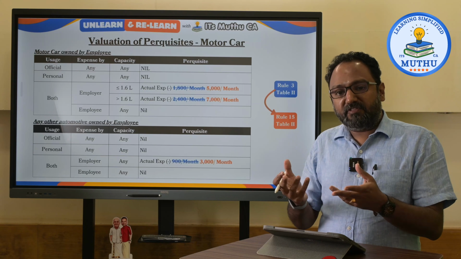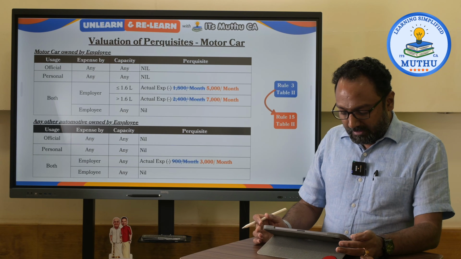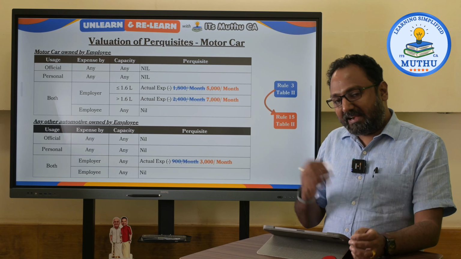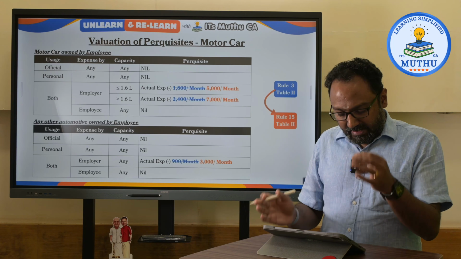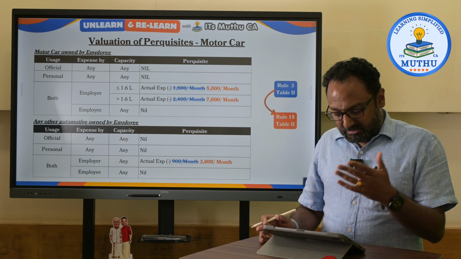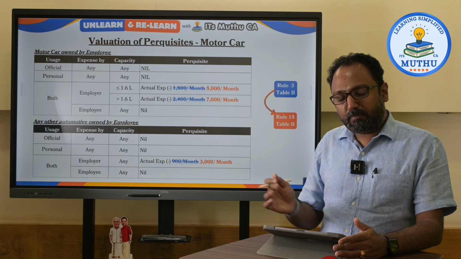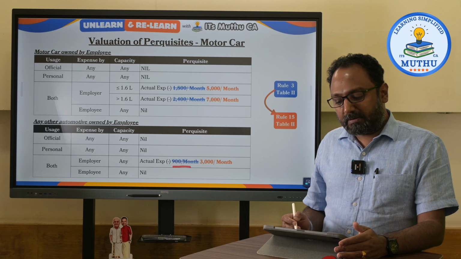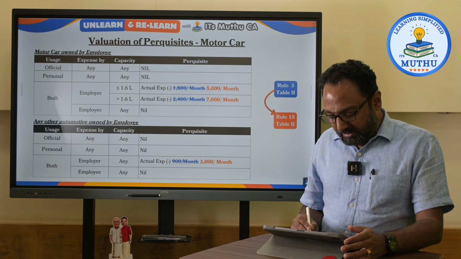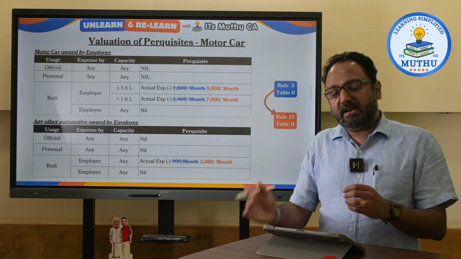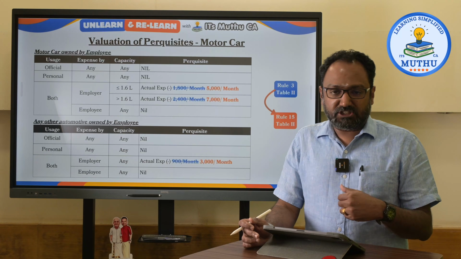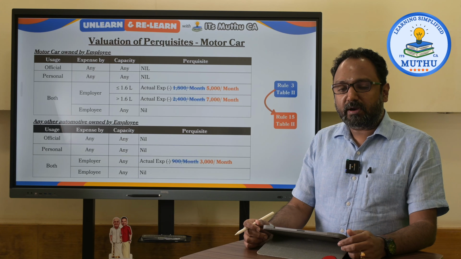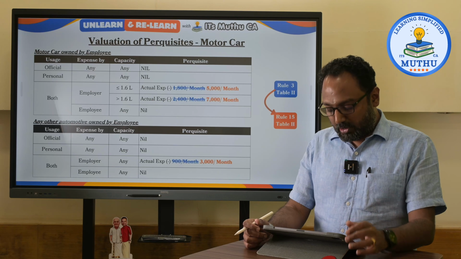So there is more benefit. If the car is owned by the employee, you get more benefit with respect to the new rules. And then you have any other automotive owned by the employee. Again, if it's official or personal, it is not a perquisite. If it is used for both, earlier it was actual expenses minus 900 per month. Now it is 3,000 per month. Again, this has been an upgrade with respect to reduction. So you get benefited if you are having any other automotive which is spent on by the employer.